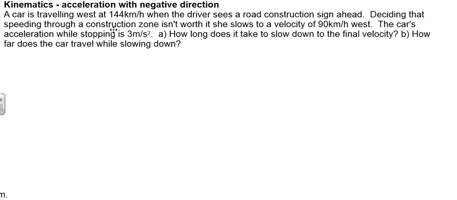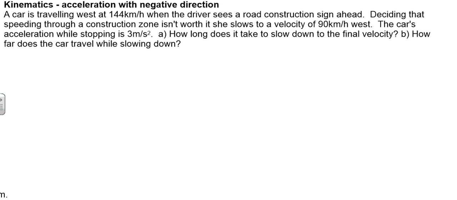ahead, deciding that speeding through a construction zone isn't worth it. She slows to a velocity of 90 kilometers per hour west. The car's acceleration while stopping is 3 meters per second squared. A, how long does it take to slow down to the final velocity? And B, how far does the car travel while slowing down?